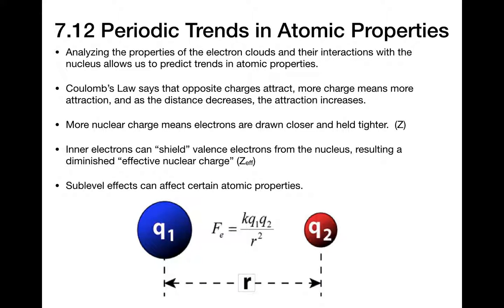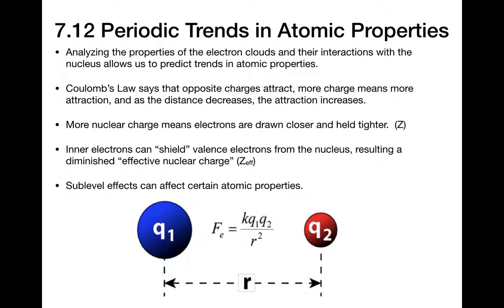It's important to remember Coulomb's Law here. Coulomb's Law says that opposite charges attract, so the nucleus attracts the electrons. It also says that like charges repel, so electrons repel each other. And that can create a bit of a shielding effect. We say that the inner electrons shield the valence electrons from the nucleus.